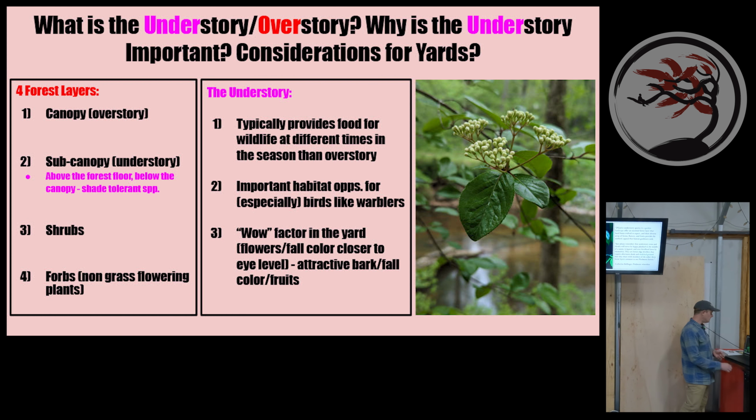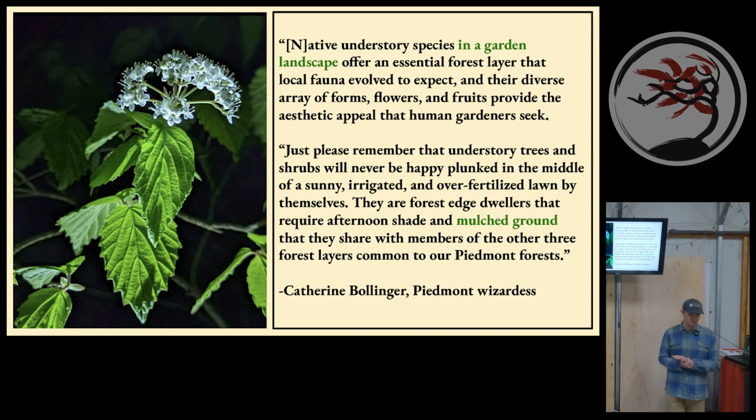So I reached out to Catherine and asked her to give her take on why these things are important. And she gave me a really lovely paragraph. I'm just going to read that really quick, and imagine me with the energy of Catherine Bollinger. Native understory species in a garden landscape offer an essential forest layer that local fauna evolved to expect, and their diverse array of forms, flowers, and fruits provide the aesthetic appeal that human gardeners seek. Just please remember that understory trees and shrubs will never be happy plunked in the middle of a sunny, irrigated, and over-fertilized lawn by themselves.